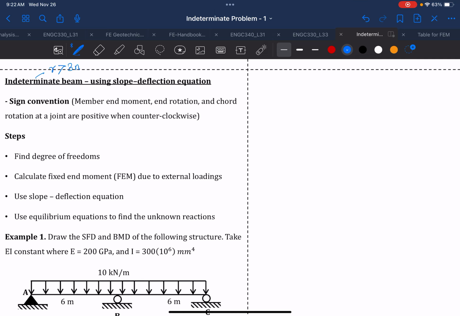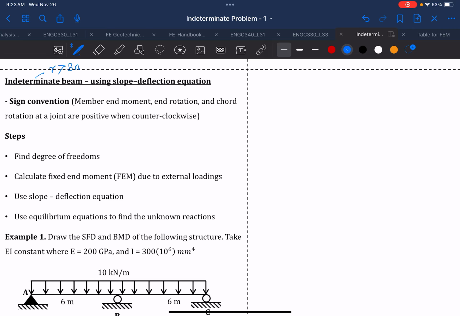So if the number of support reactions you have is greater than your number of equilibrium equations, then in that case it is called an indeterminate beam, which means that it's not possible to calculate all the unknown reactions using just the equilibrium equations. So there are two methods. One is the slope deflection equation, or we call it the displacement method, and the other is the force method. So here I'm going to go through the slope deflection.